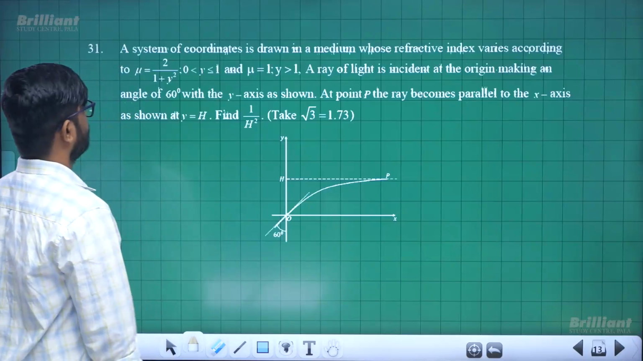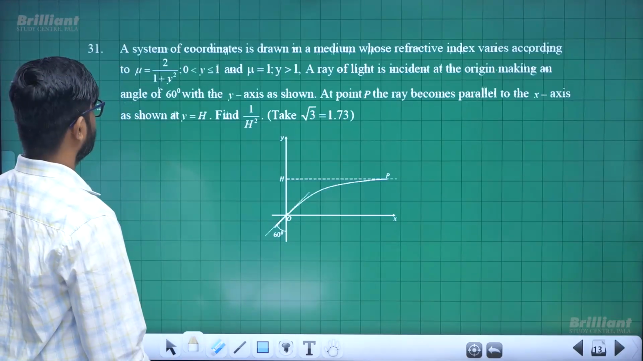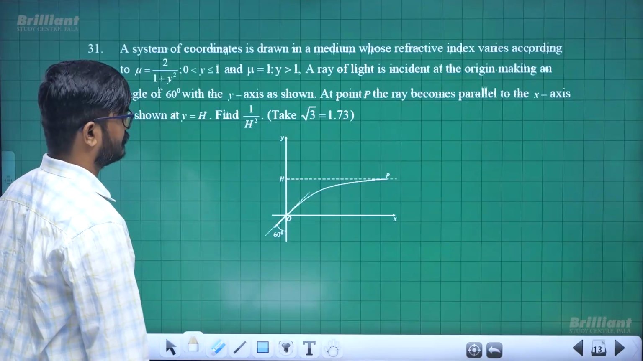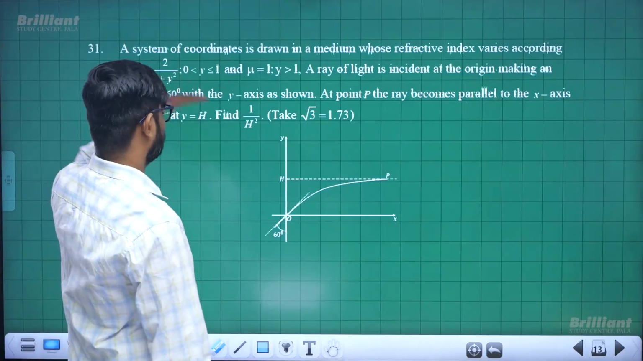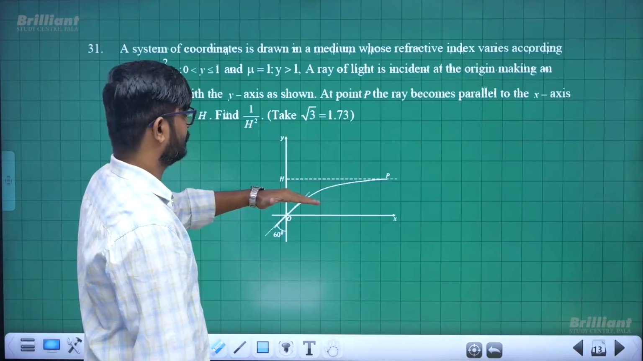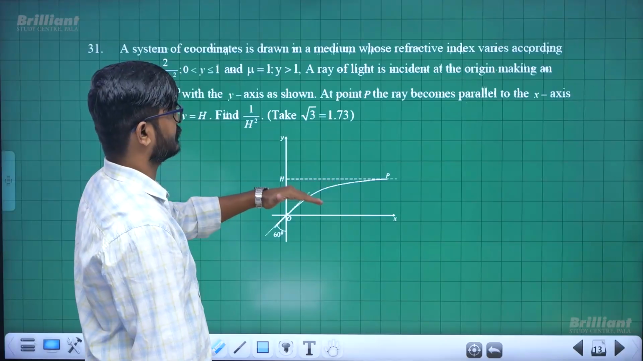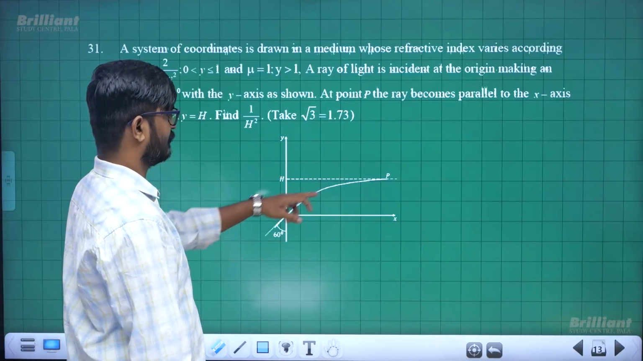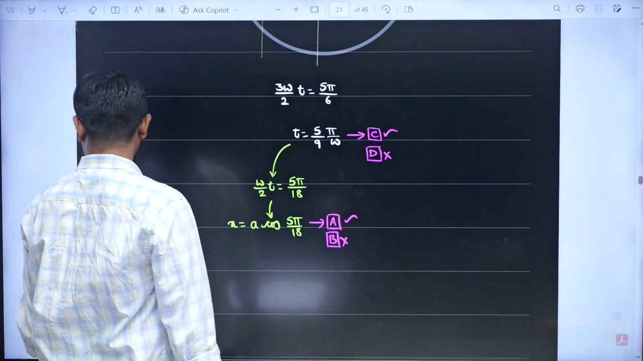A system of coordinates is drawn in a medium of varying refractive index. A ray of light is incident at the origin. I think this kind of question you have not seen many. It's like the refractive index is varying with the y coordinate. So they are like slabs. So mu sin theta at any slab is going to be constant. So mu sin theta here will be the same as mu sin theta there.